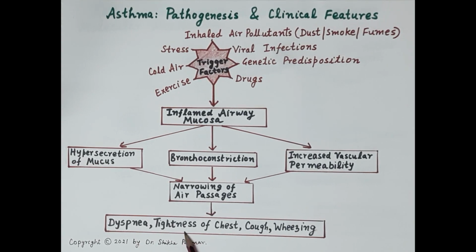Then tightness of the chest is also because of the contraction of the bronchial smooth muscles or the respiratory smooth muscles. Cough, it is mostly productive cough, and this is because of the excess production of mucus by the goblet cells and by the submucosal glands. And wheezing is the whistling sound which is produced while breathing, because the air passes through the narrow lumen.